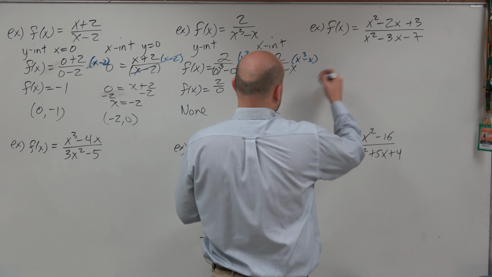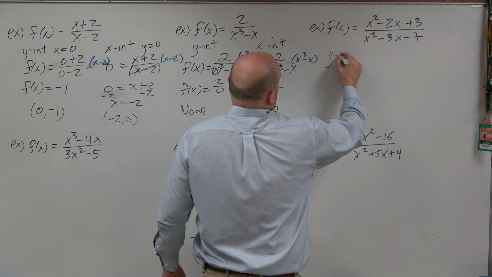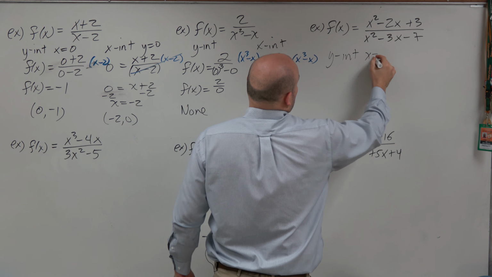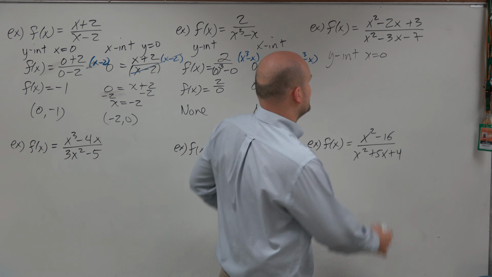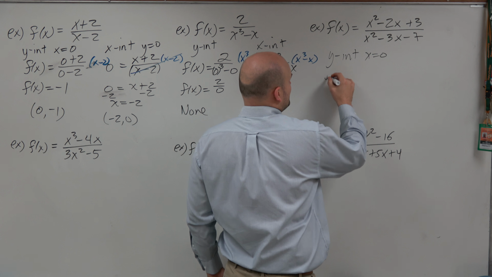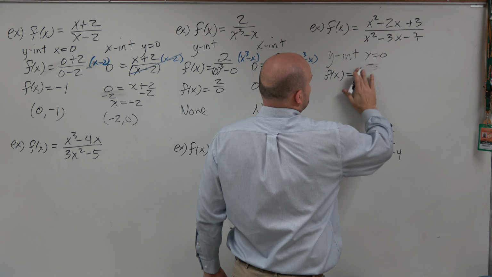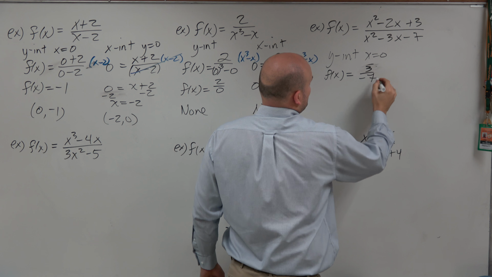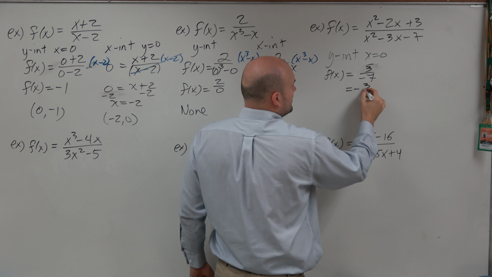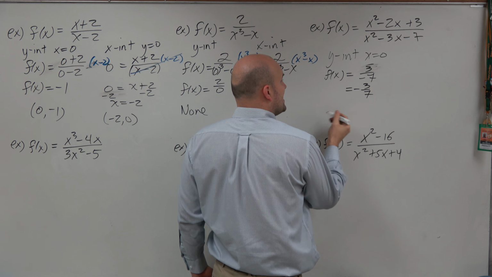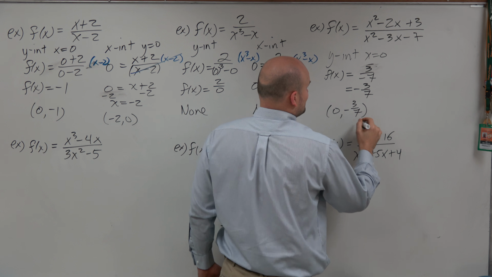So here, if I want to find the y-intercept, again, x is equal to 0. So that goes to 0, that goes to 0, that goes to 0, that goes to 0. All I'm really going to be left with is negative 3 over negative 7. Now remember, 3 over negative 7 is the same thing as negative 3 over 7. So therefore, my y-intercept is 0 comma negative 3 sevenths.